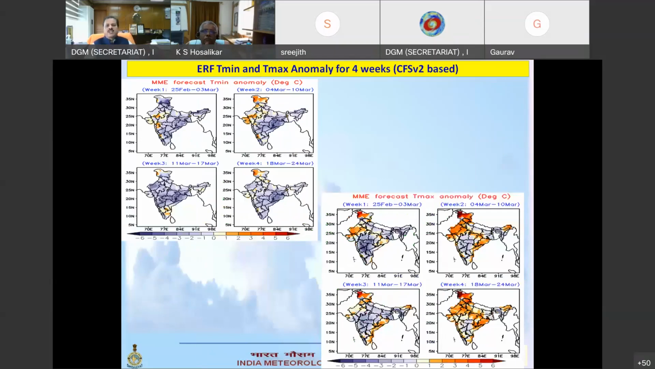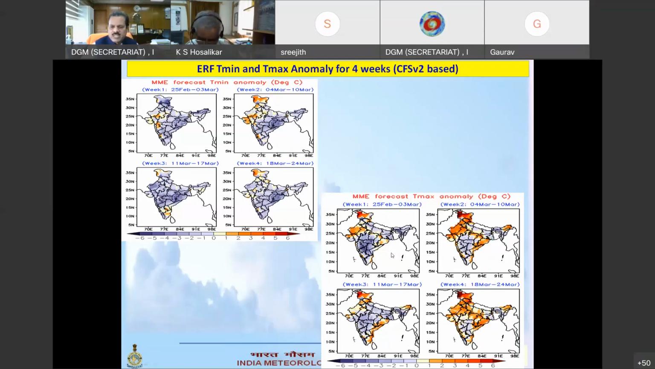minimum temperature and maximum temperature anomaly for 4 weeks. So what we find is that the minimum and maximum temperatures are expected to be below normal or near normal over many parts of the country, except northwest India and west central India, where temperatures are expected to be above normal, as can be seen in the color code of yellow, orange, and red. The blue colors indicate the below normal temperatures.